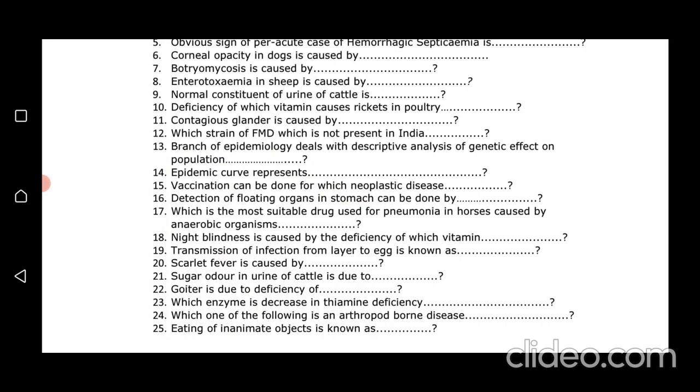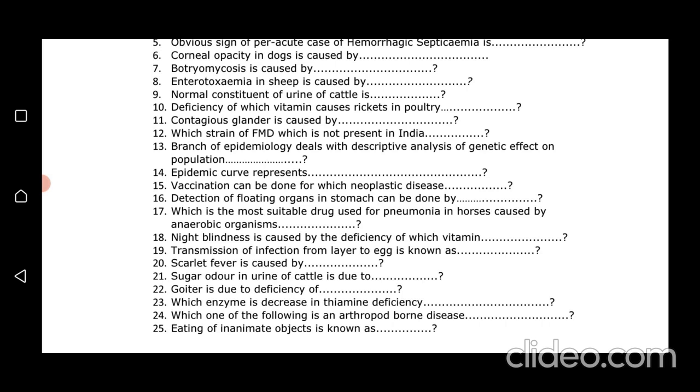Which is the most suitable drug used for pneumonia in horses caused by anaerobic organisms? Metronidazole. Night blindness is caused by deficiency of vitamin A. Transmission of infection from layer to egg is known as vertical transmission. Scarlet fever is caused by streptococcus. Sugar odor in urine of cattle is due to ketosis. Goiter is due to deficiency of iodine.